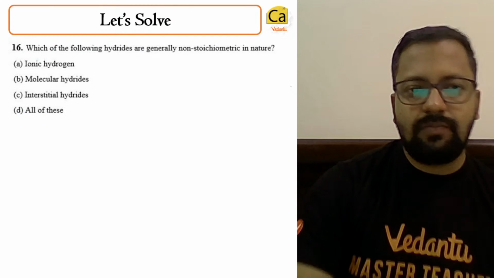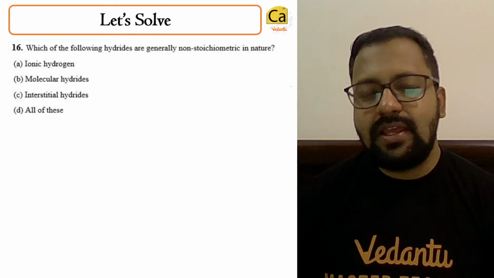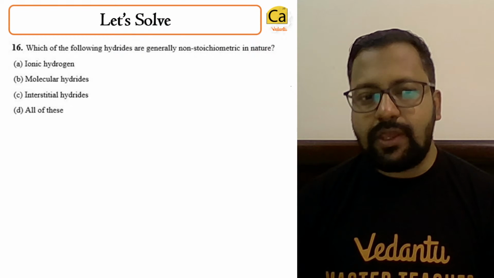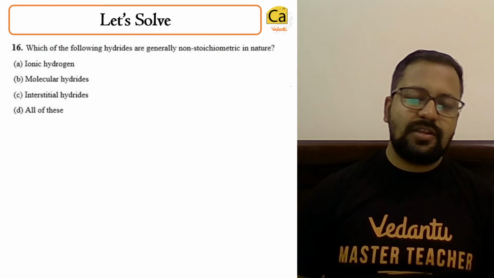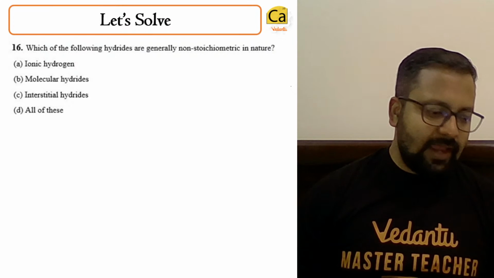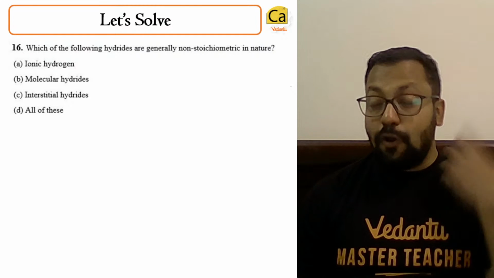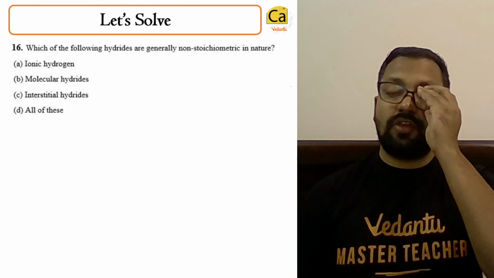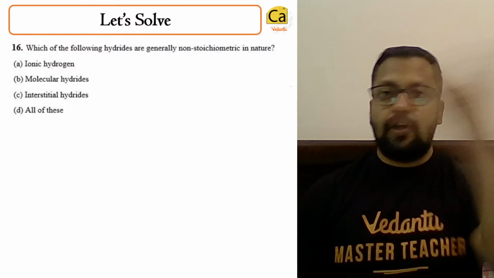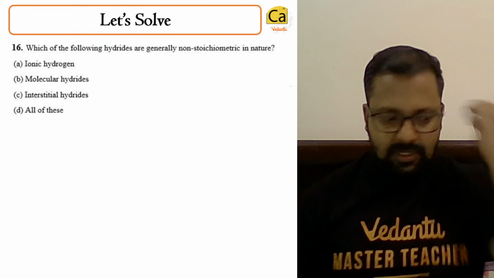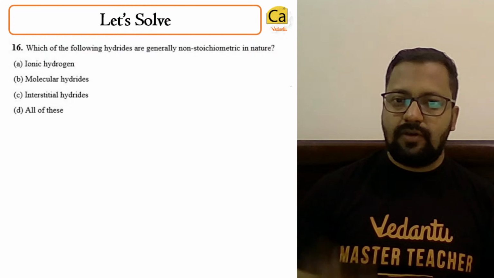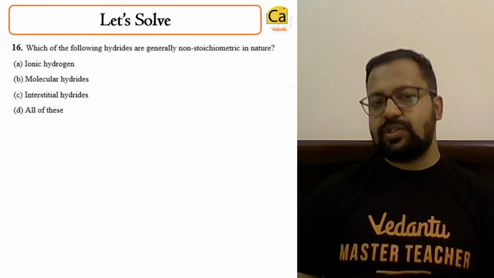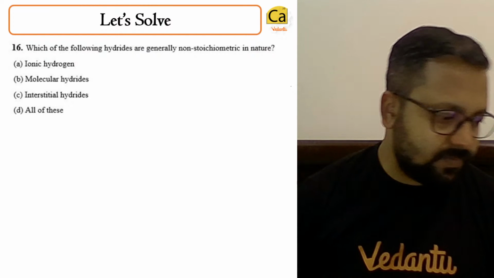Next question. Which of the following hydrides is generally non-stoichiometric in nature? Non-stoichiometric, we have learned this. The formula will not be in whole numbers. If you take the ratio of the individual species present in the formula of the molecule, they are not in whole numbers.